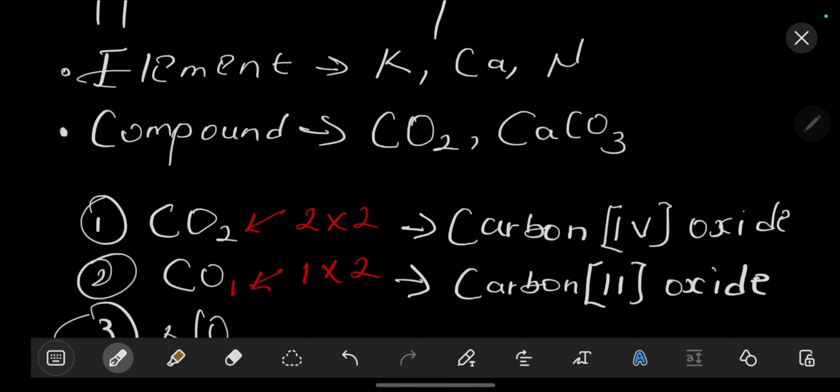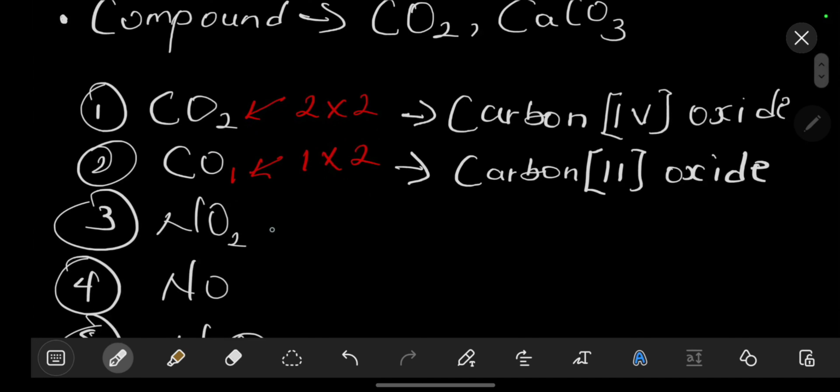But in some regions of the world, maybe like America or something like that, carbon 4 oxide can be rewritten as carbon dioxide. Then carbon 2 oxide can be rewritten as carbon monoxide. You see that now. So whichever way you write it, it's good. But if you want to show the Roman figure, here's where the calculation comes in. So this becomes carbon 4 oxide, or you can say carbon dioxide. This becomes carbon 2 oxide, or you can say carbon monoxide. That is it.